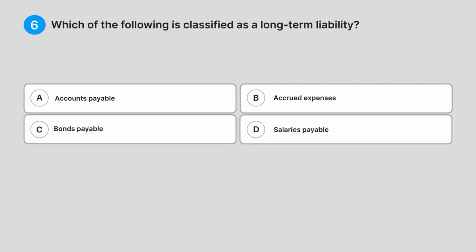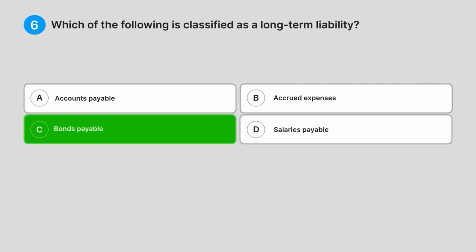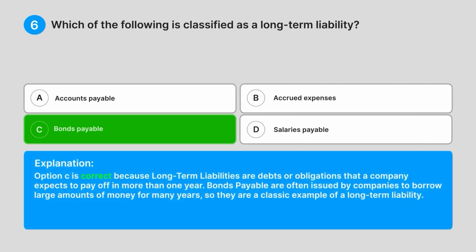Correct answer, C. Bonds payable. Explanation. Option C is correct because long-term liabilities are debts or obligations that a company expects to pay off in more than 1 year. Bonds payable are often issued by companies to borrow large amounts of money for many years, so they are a classic example of a long-term liability.